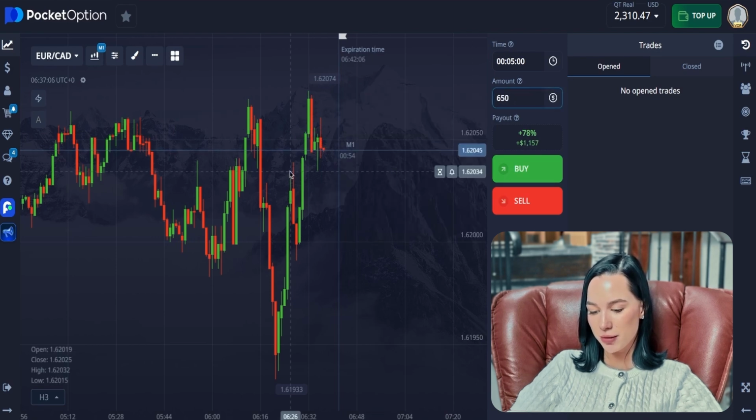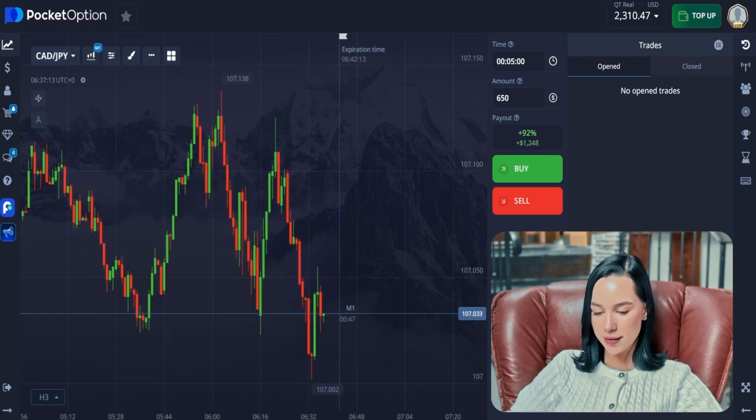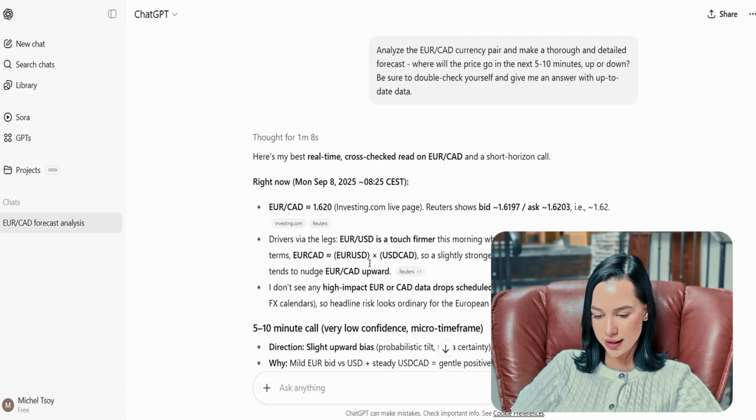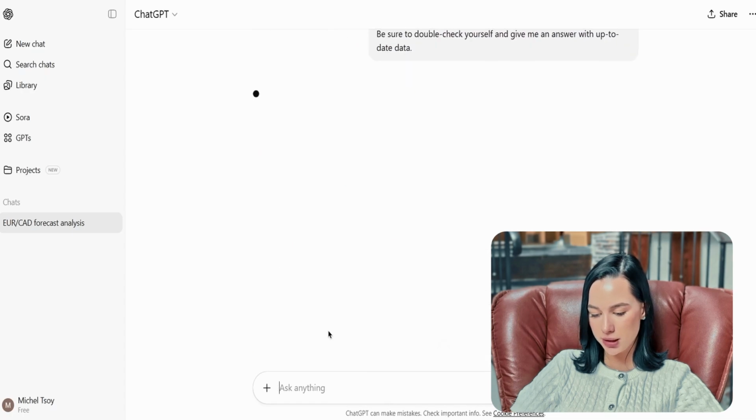So we change our amount of money. Why not? Let's go wild a little bit. We're going to change the currency pair, so let's choose Canadian dollar, Japanese yen. We put our text here again. Okay, we just need to change the currency pair, CAD/JPY.